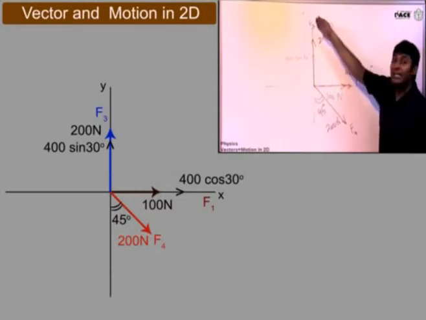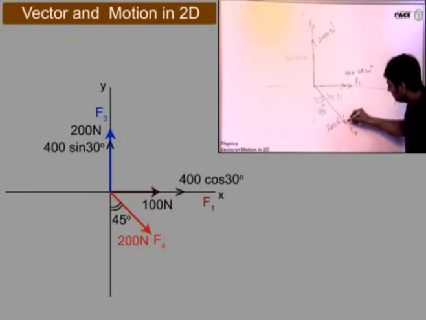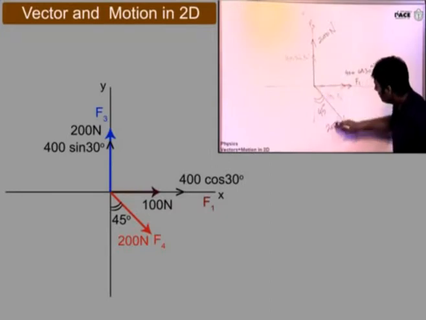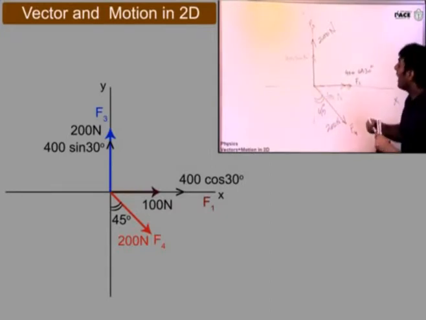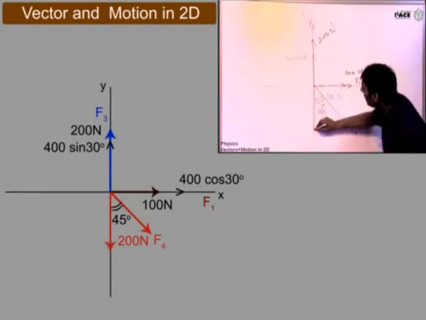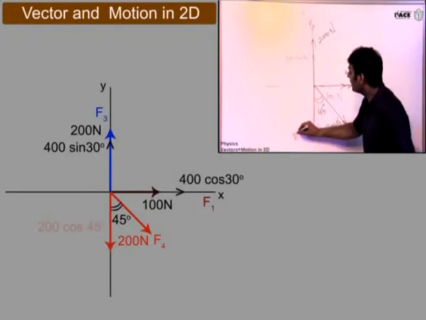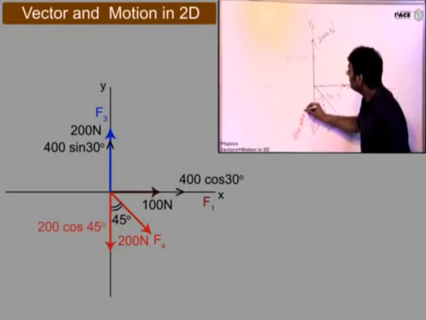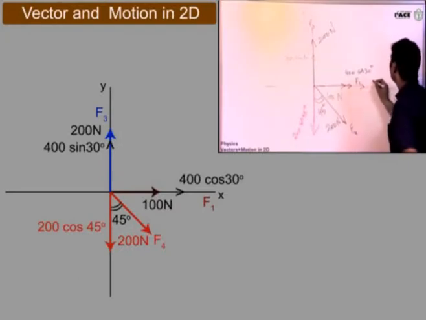F3 is already in y direction. उसको ऐसे ही रहने देते हैं. F4 कौन बताएगा? क्या करूं? So y negative y में होगा या positive y में? Negative y. Yes. 200 cos 45 in this direction and 200 sin 45 in this direction.